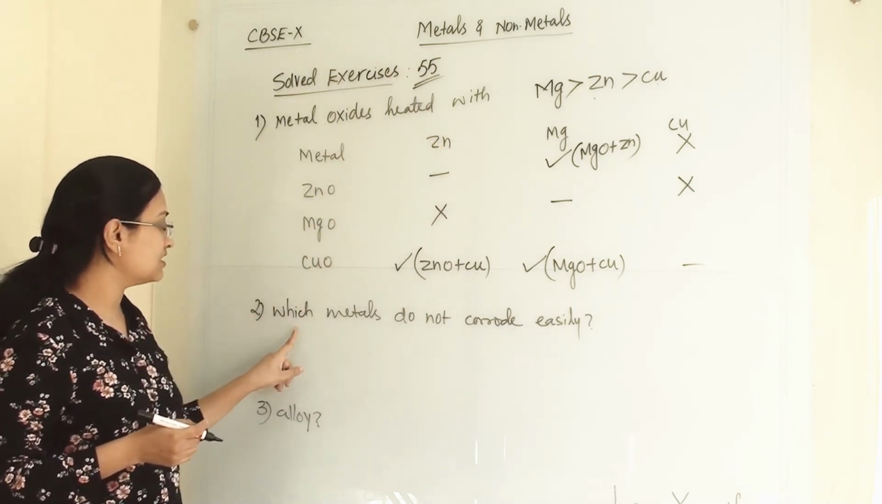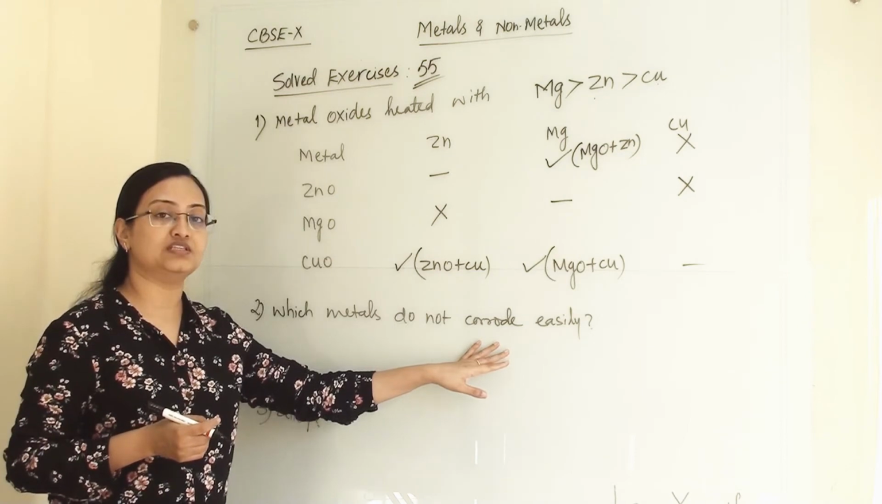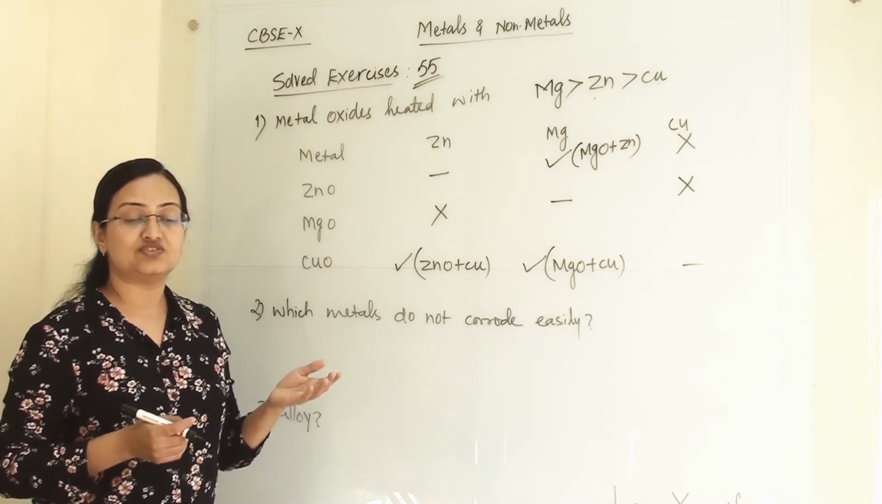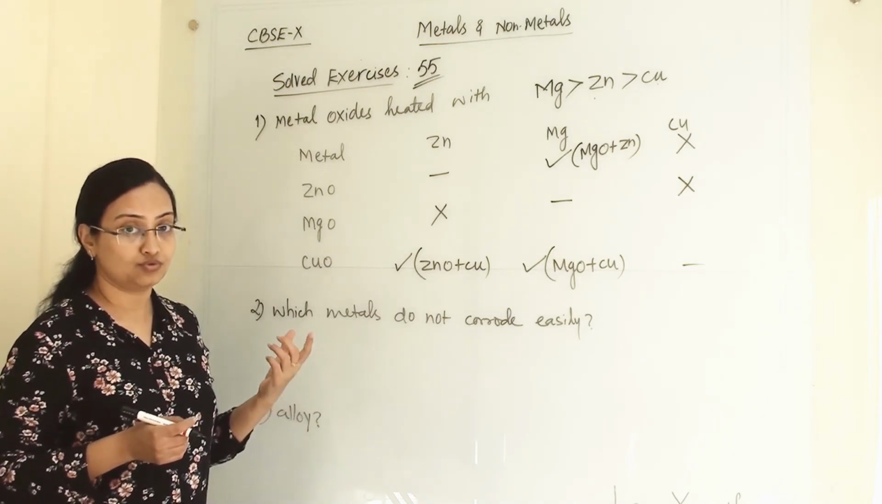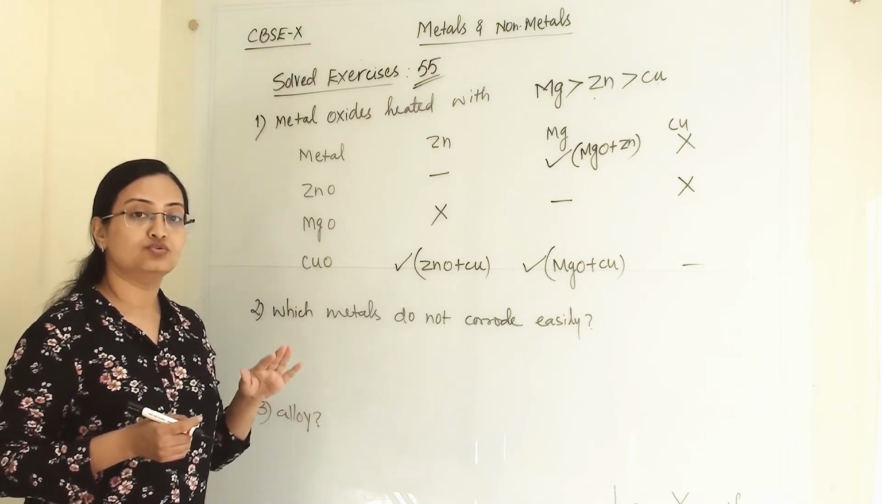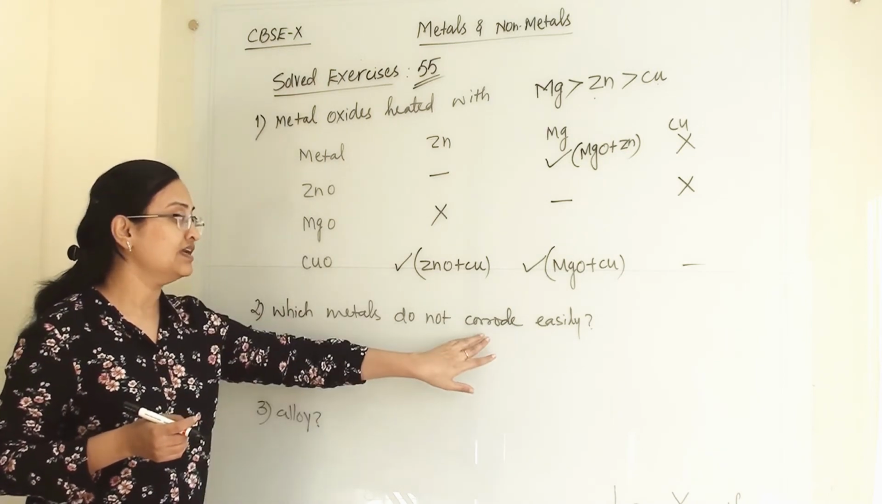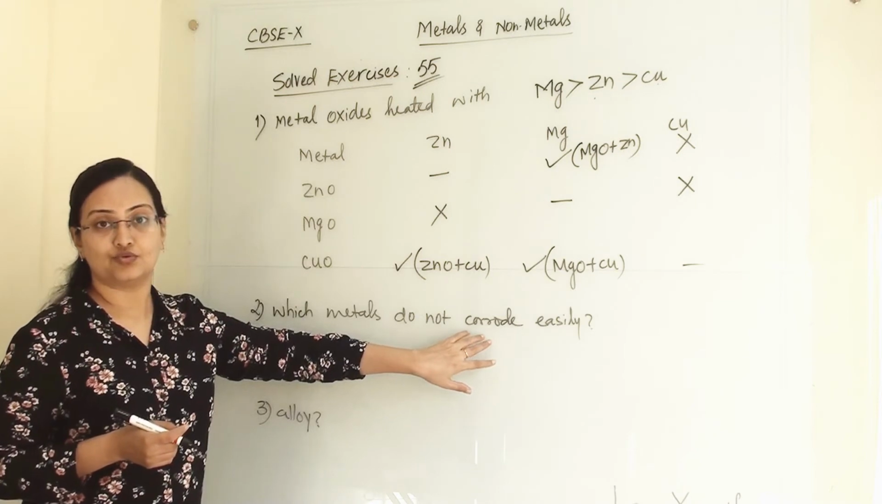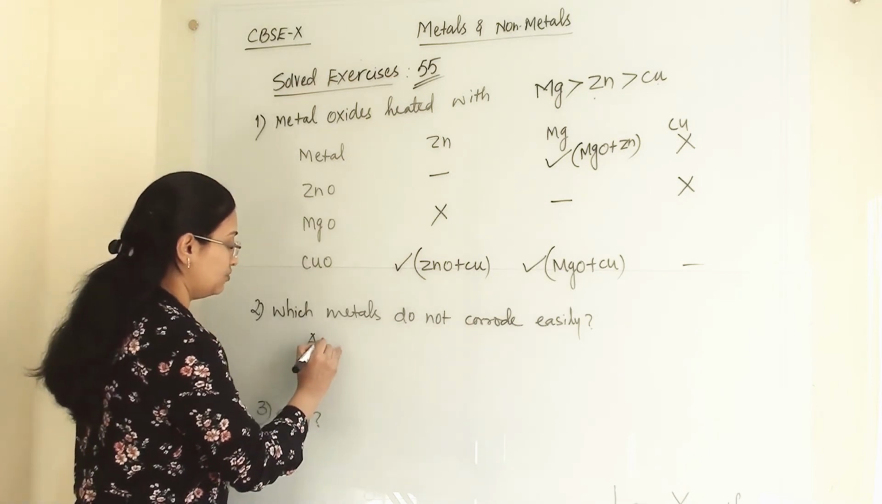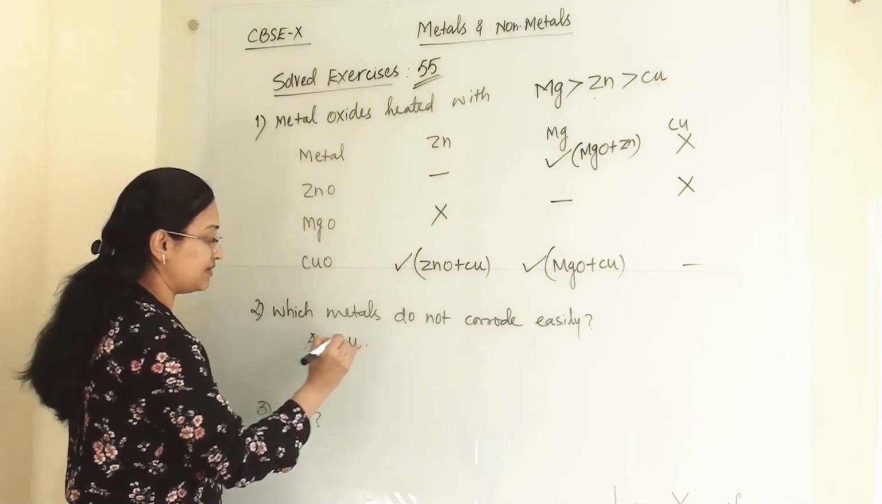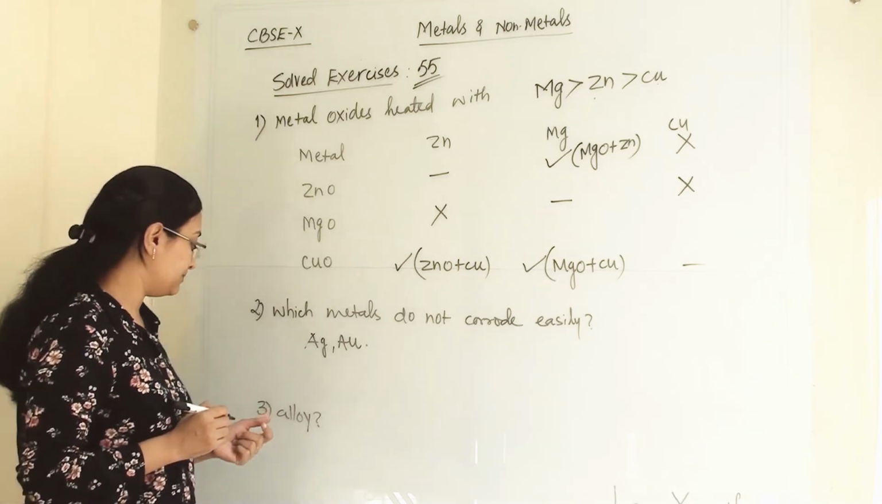The second question is: which metals do not corrode easily? Metals which occur naturally in the earth's crust are stable enough. Those are noble metals and they will not corrode easily. So what are these metals? Like gold and silver, these metals will not corrode easily.